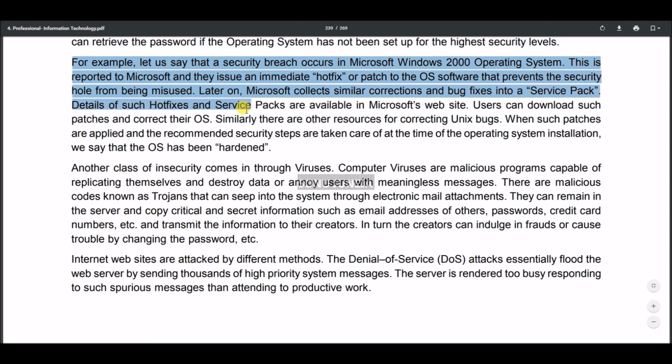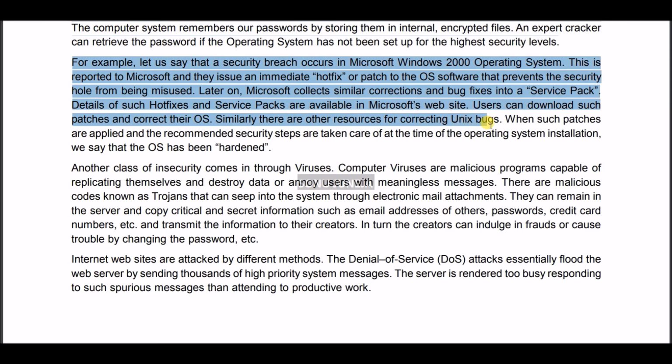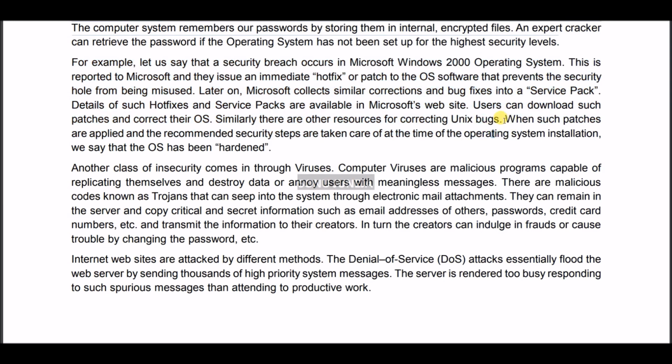Details of such hotfixes and service packs are available on the Microsoft website. Users can download such patches and correct their operating system. Similarly, there are other resources for correcting Unix bugs. When such patches are applied and recommended security steps are taken care of at the time of the operating system installation, we say that the operating system has been hardened.